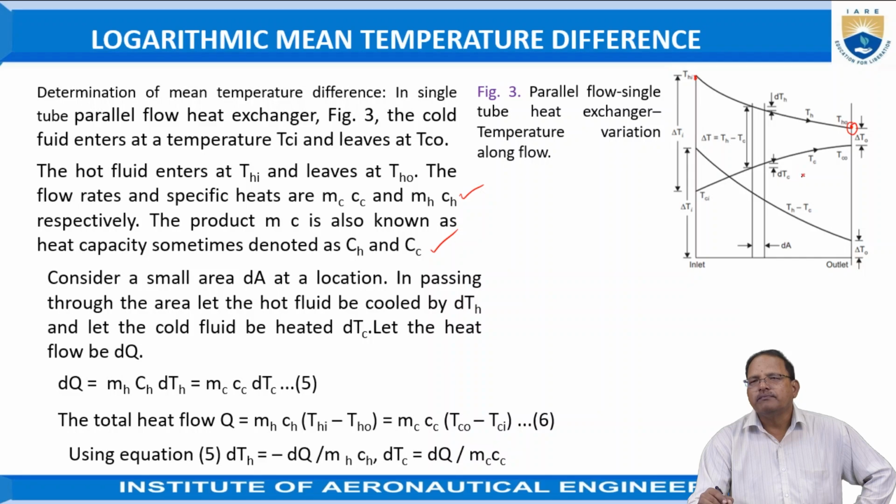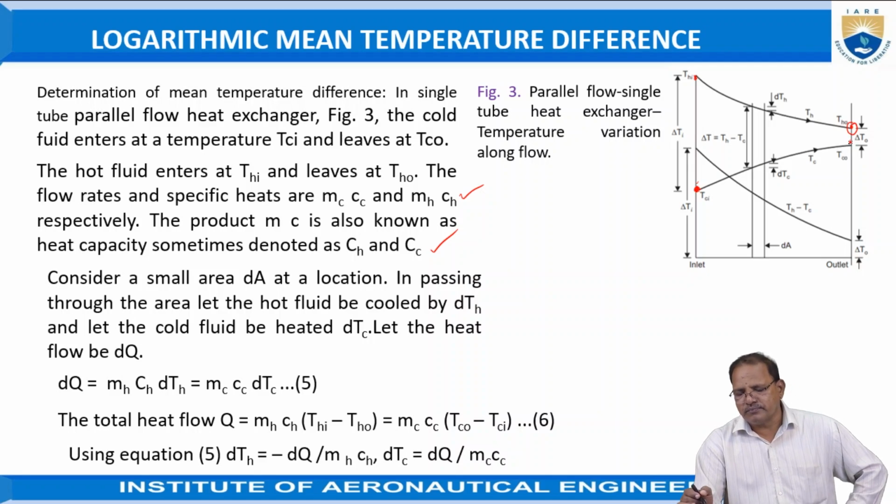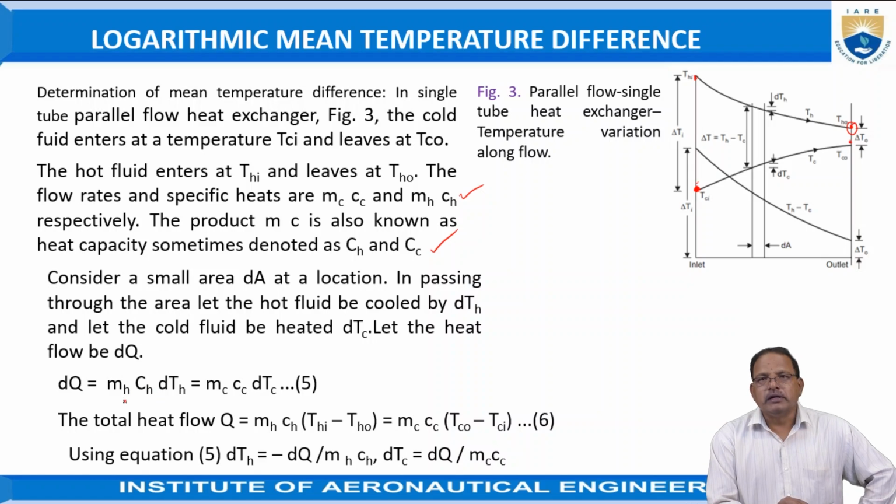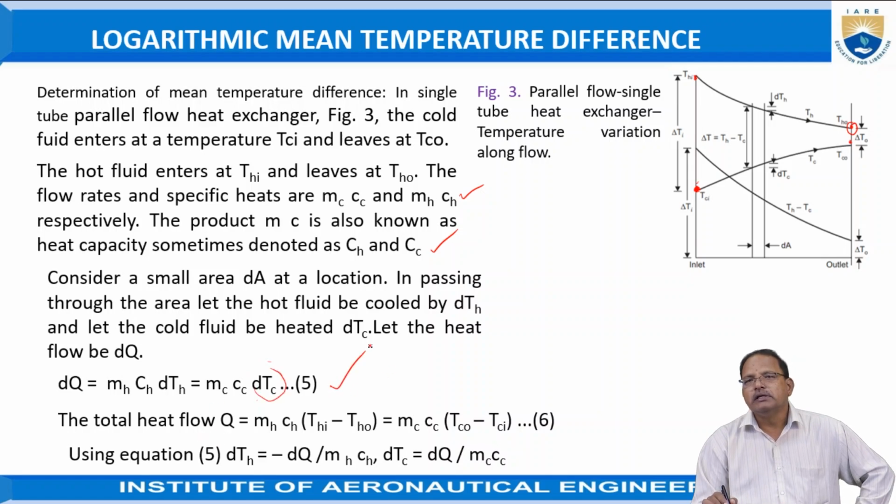Here the mean of the temperatures of the hot fluid and cold fluid gradually increases as we move from left to right. Now we take dQ, the amount of heat energy extracted from the hot fluid, equal to mH CH dTH. This heat energy is utilized to raise the temperature of the cold fluid, so it can be written as mC CC dTC, the change in temperature of the cold fluid. It is represented in equation number 5.